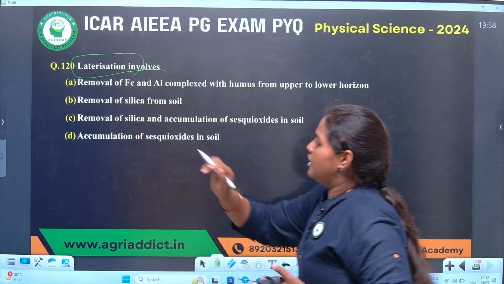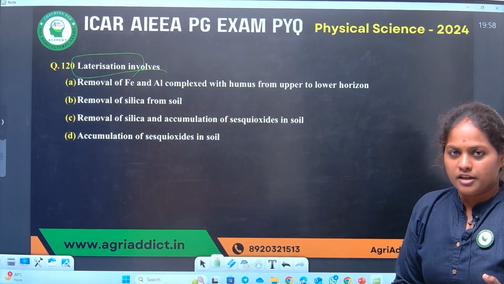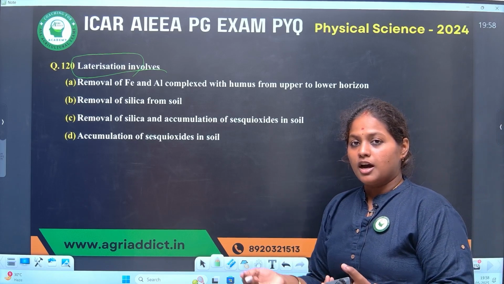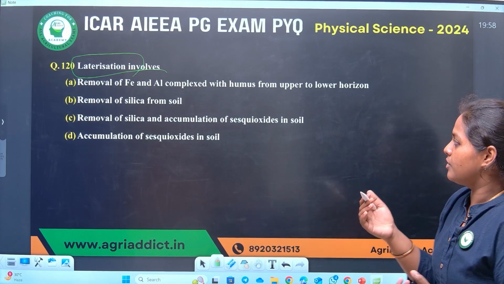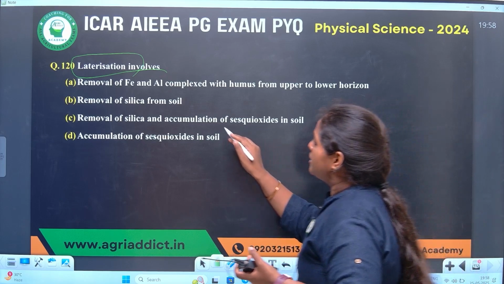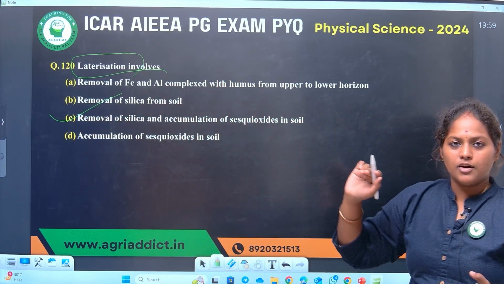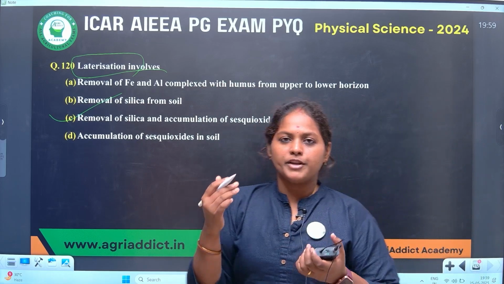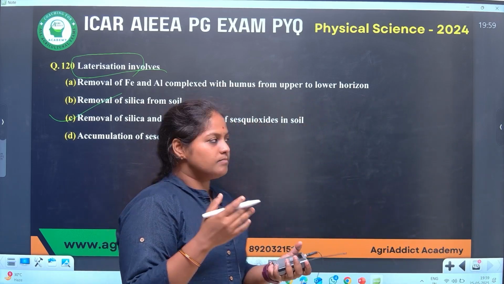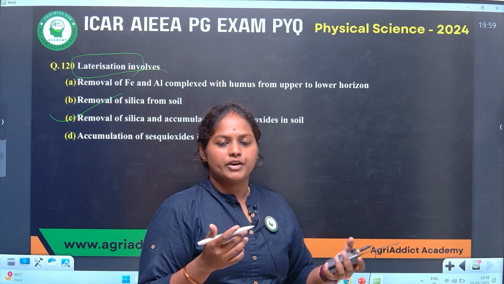And the last question of this JRF question paper, laterization involves. Laterization means removal of silica from the soil upper horizons and accumulation of sesquioxide oxides in the soil. This is nothing but laterization. Option C. So, till now we have seen the complete set of questions from PYQs of JRF 2024 paper.